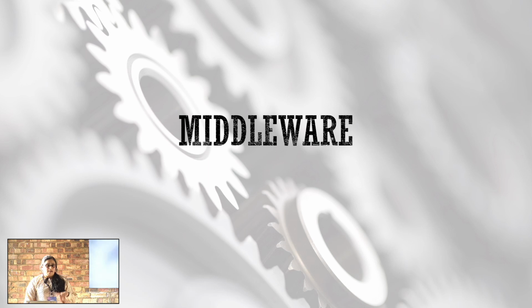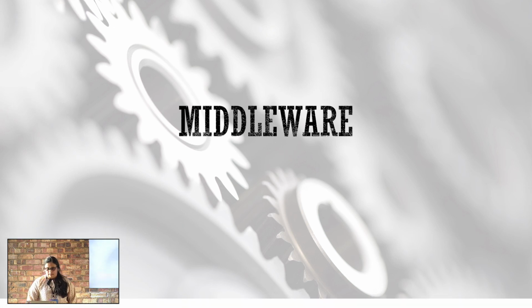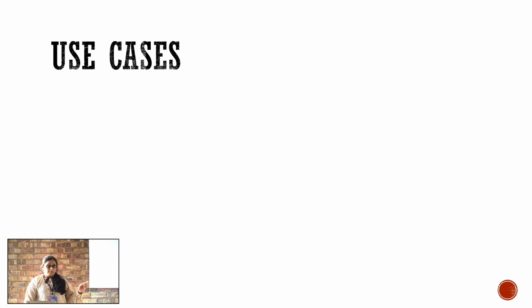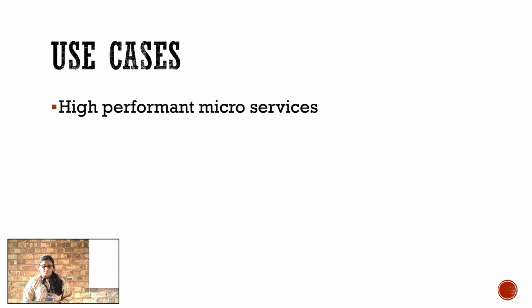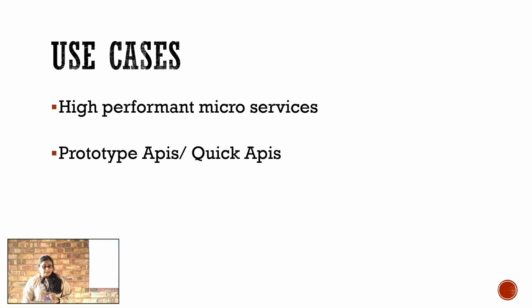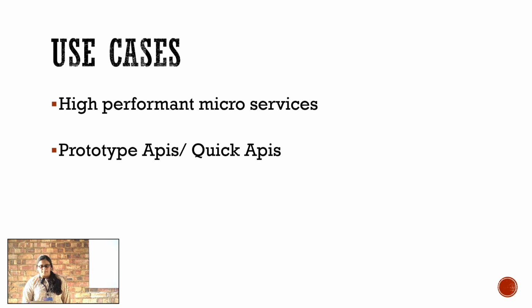Talking about middleware, I wanted to have middleware demos as well, but I would be out of time. But any standard middleware that you have for ASP.NET Core, you can apply that in minimal APIs. That even goes to the new rate limiting, caching, the authentication, all of that. Use cases: minimal APIs have been said to be more performant than controllers. So if you are in need of high performant microservices, by all means go for minimal APIs. There's also prototype APIs, quick APIs. Minimal APIs can be a really good example for that.